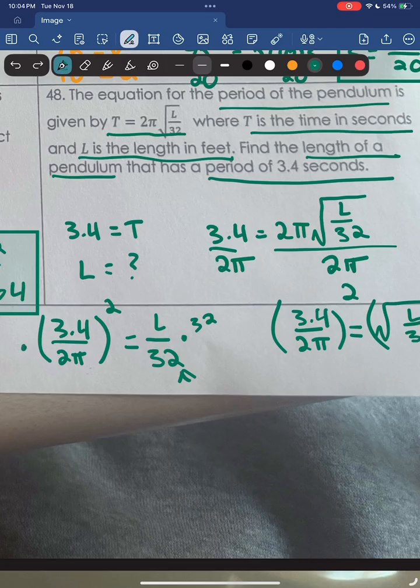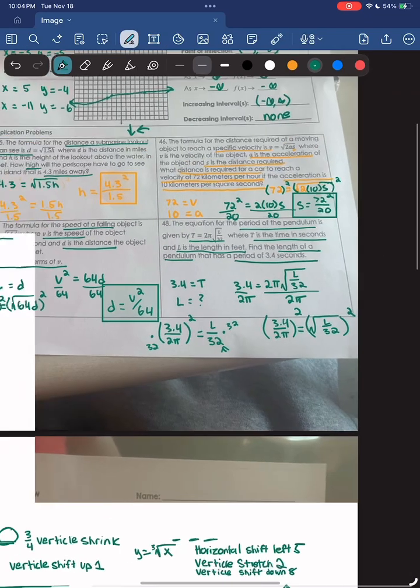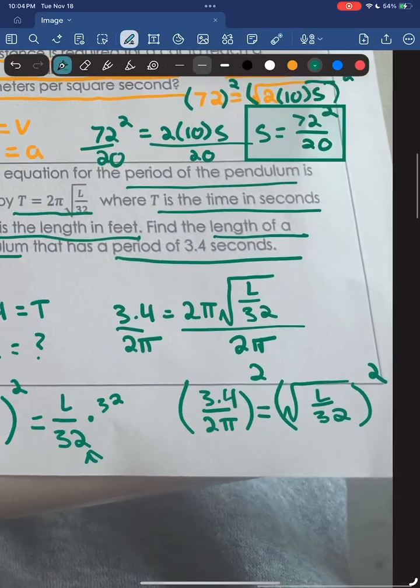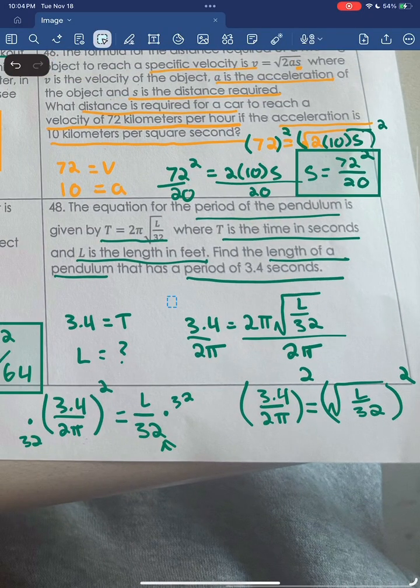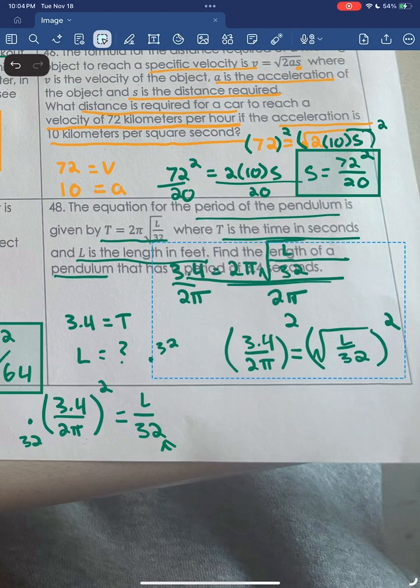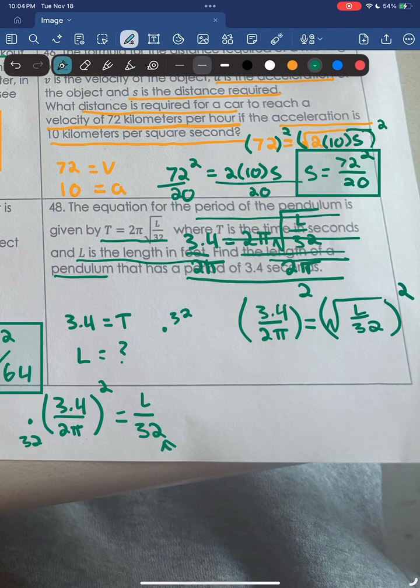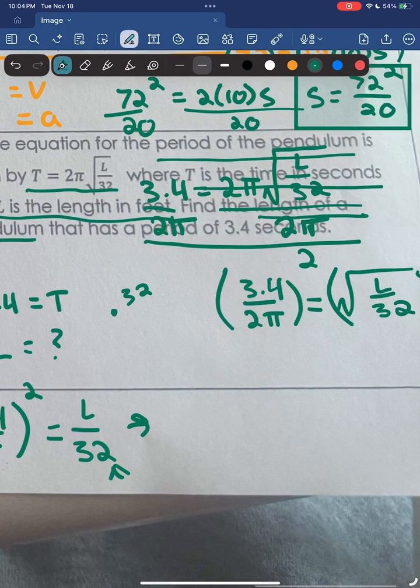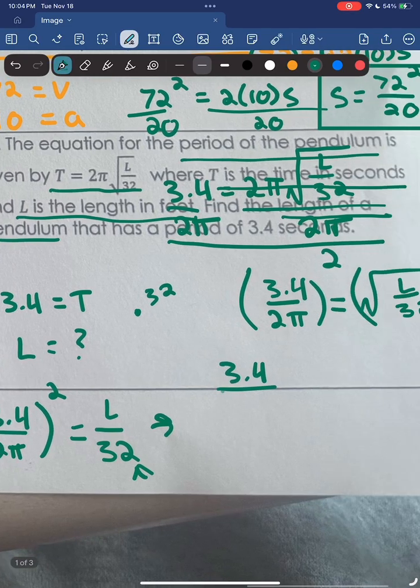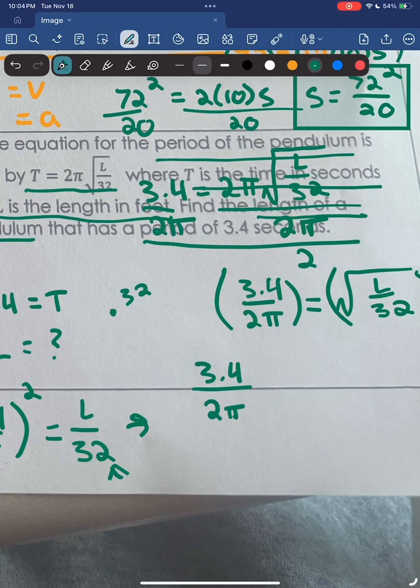So our final answer for this one, and I apologize for running out of space here, so I'm going to just try to move all this out of the way. I know it's going to make it a little muddy. It's going to be 3.4 over 2 pi all squared times 32 is equal to L.